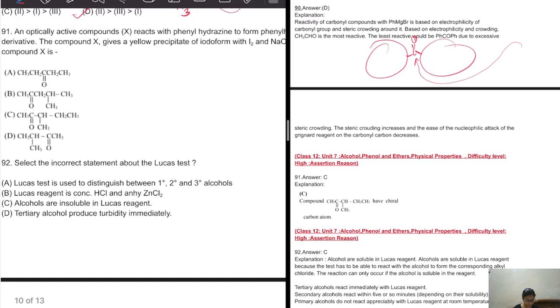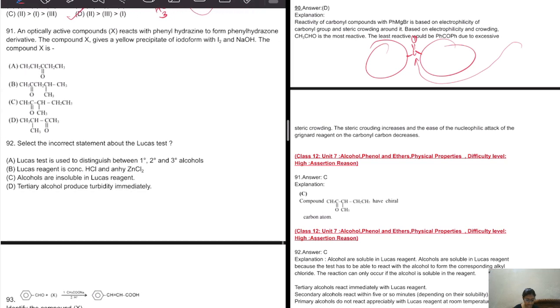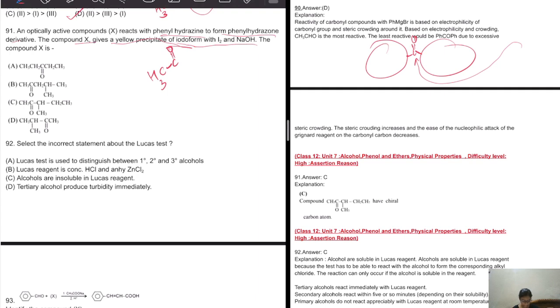Now let's see the next question. An optically active compound X reacts with phenylhydrazine to form phenylhydrazone. The compound X gives a yellow precipitate of iodoform with iodine and NaOH. See, if this is the case, then we have this group. So what is given? Optically active compound X. So we have this group and it should be optically active. That is, the other two groups should be different.